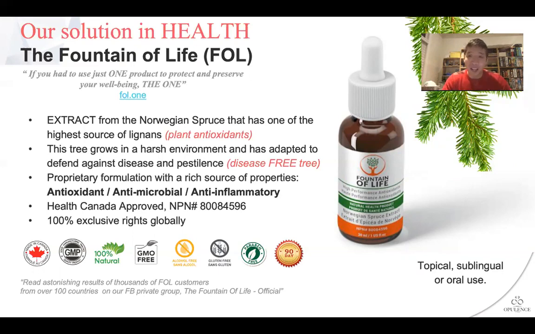You must have that to be approved by Health Canada to sell legally. And so every bottle does have our NPN number. And again, we have 100% exclusive rights globally. You cannot buy this product anywhere else except through Opulence Global. You can see here all the badges of honors. It's made in Canada, part of GMP, 100% natural, GMO-free, alcohol-free, gluten-free, paraben-free.